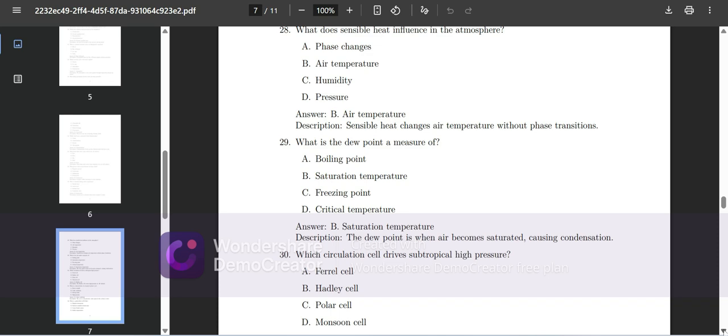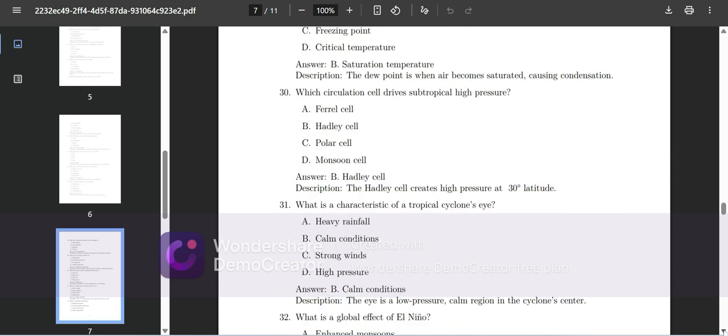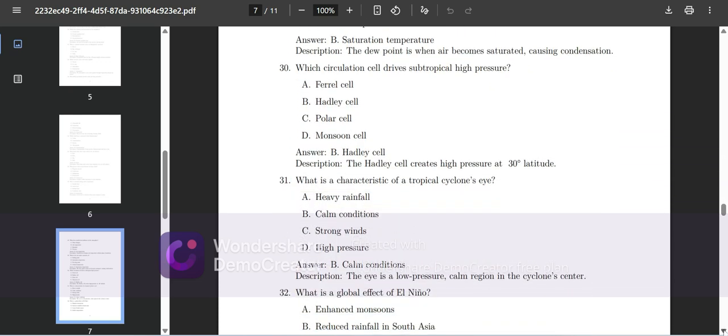What is the dew point a measure of? Saturation temperature. The dew point is when air becomes saturated, causing condensation. Which circulation cell drives subtropical high pressure? Hadley cell. The Hadley cell creates high pressure at 30-degree latitude. What is a characteristic of the tropical cyclone eye? Calm condition. The eye is a low pressure calm region in the cyclone center.